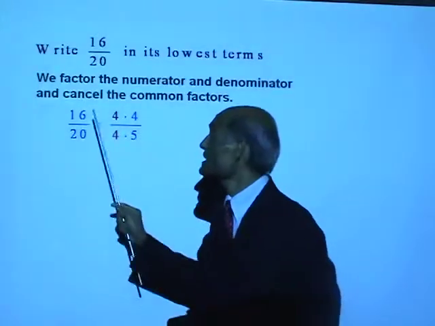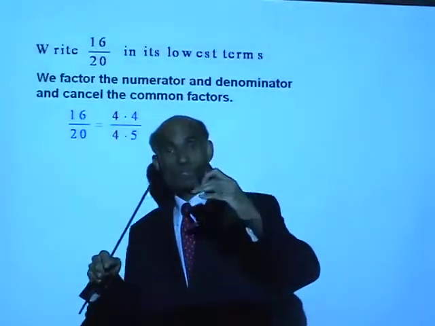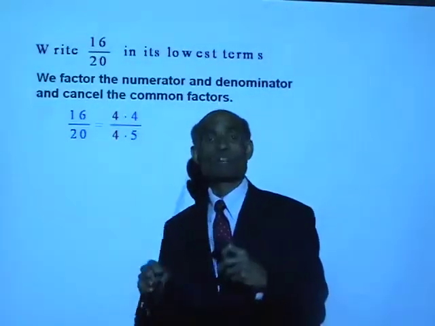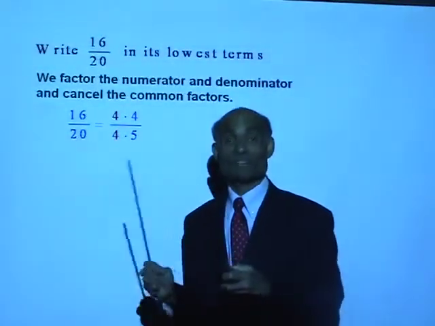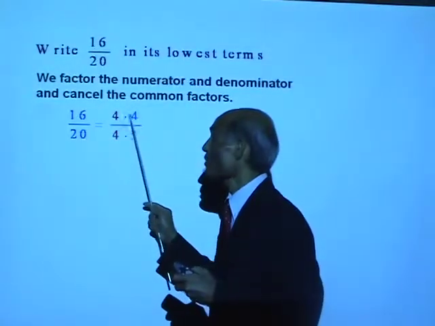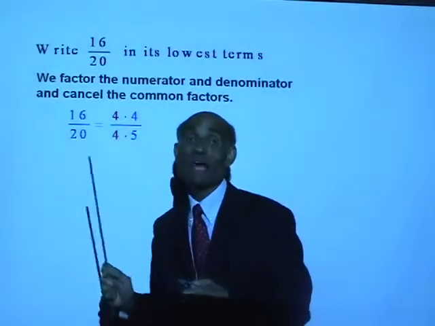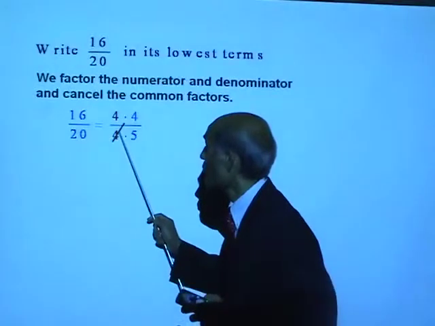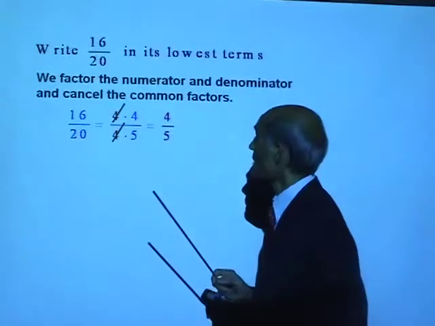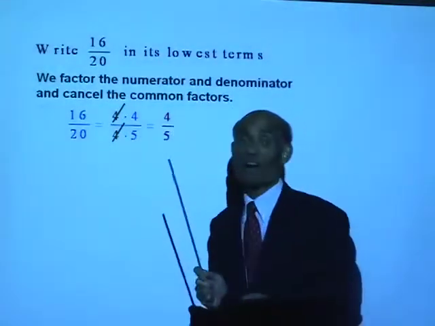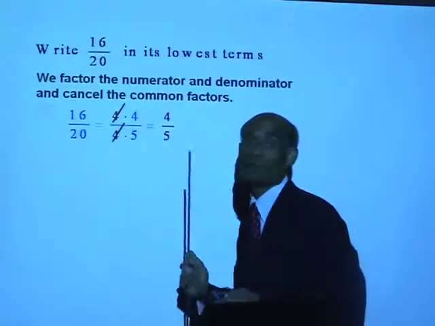Why did I factor 16 as 4 times 4? I could also do 2 times 2 times 2 times 2. The reason why I did that, I know 20 can be divided by 4. And so I wrote 16 as 4 times 4, 20 as 4 times 5. What do we do now? Cancel common factors. The 4 on the denominator cancels with the 4 on the numerator, giving us the result 4 over 5. So 16 over 20 is 4 over 5.